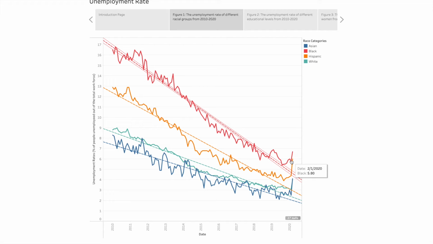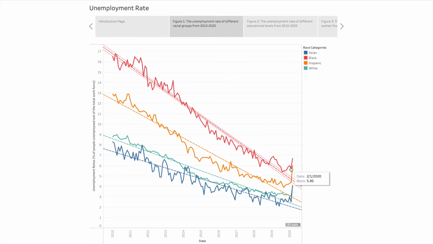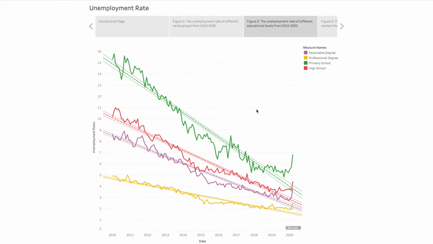We also see a large disparity in the unemployment rates of the groups, but we will not cover the racial inequalities here. Next, we observe the unemployment rate of groups with different levels of education from primary school to professional degrees. We see that the financial crisis affects people with higher education less, as people with professional degrees have the lowest unemployment rate among all demographics.